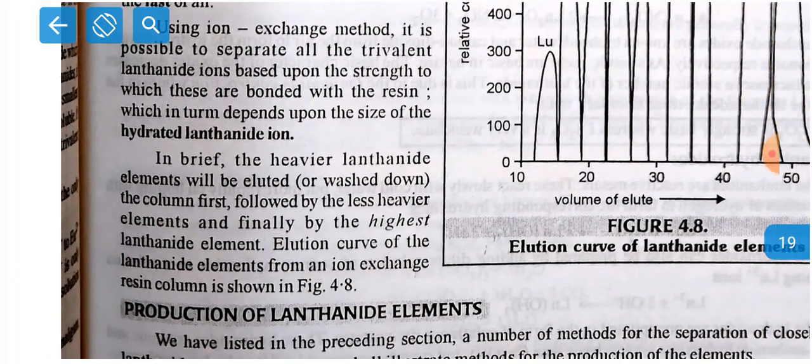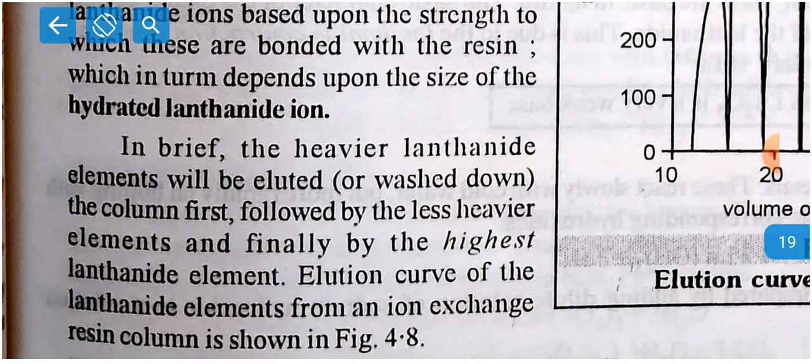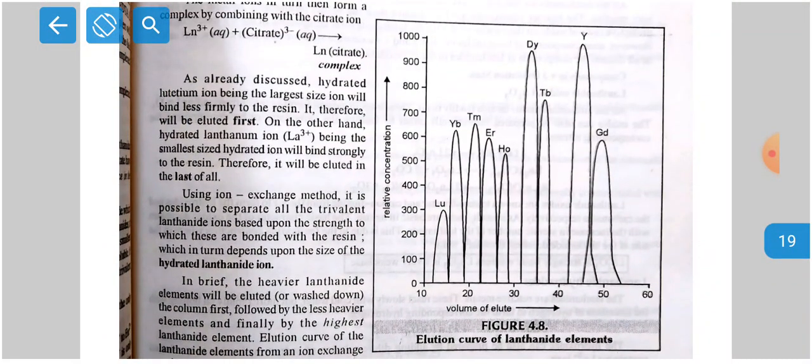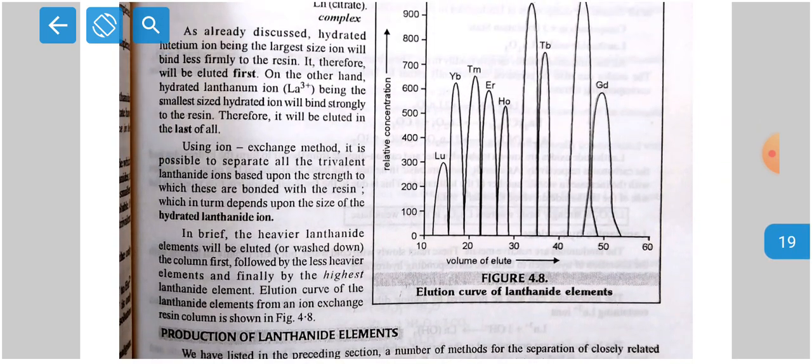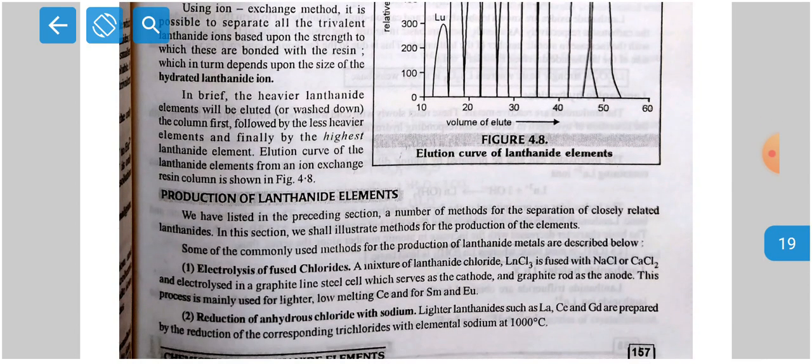In brief, the heavier lanthanoid elements will be eluted, or washed down the column, first, followed by the less heavy elements and finally by the lightest lanthanoid element. The elution curve of the lanthanoid elements from an ion exchange resin column is shown in figure 4.8. In figure 4.8, elution curves of lanthanoid elements are shown. On the x-axis, volume of eluent is taken, and on the y-axis, relative concentration is taken.